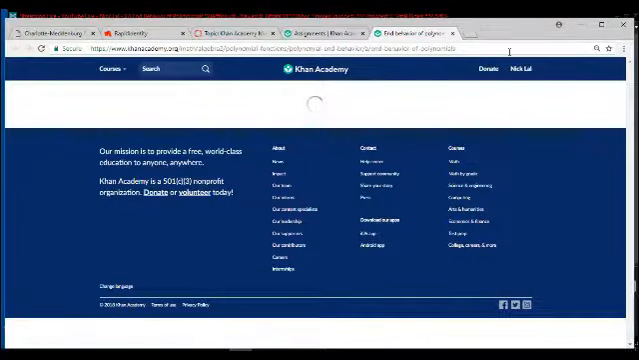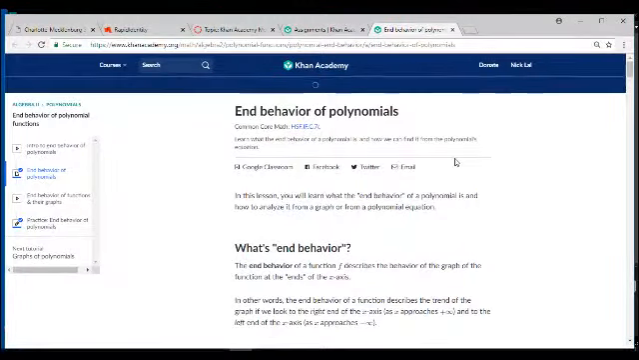This is a walkthrough of the end behavior articles. So we're going to first start with the article, and then we're going to go to the exercise.